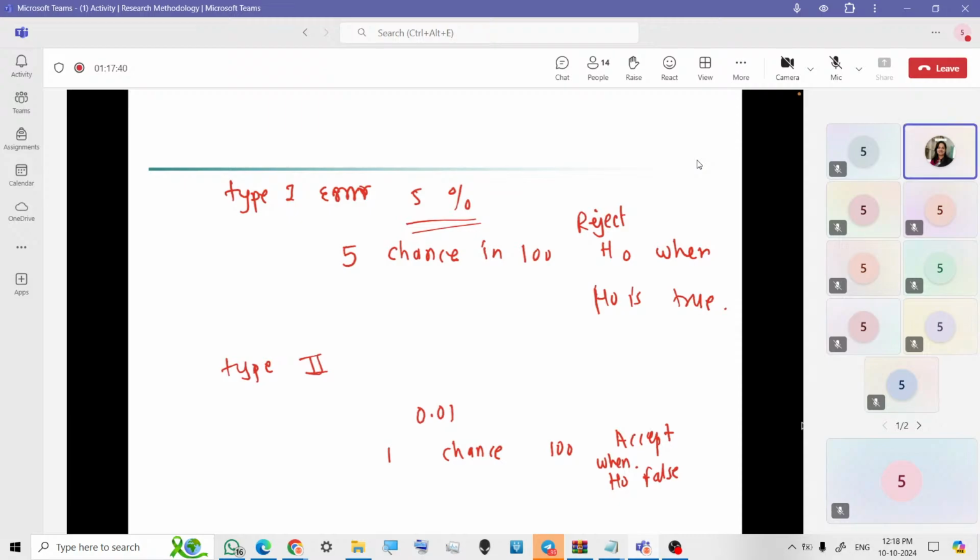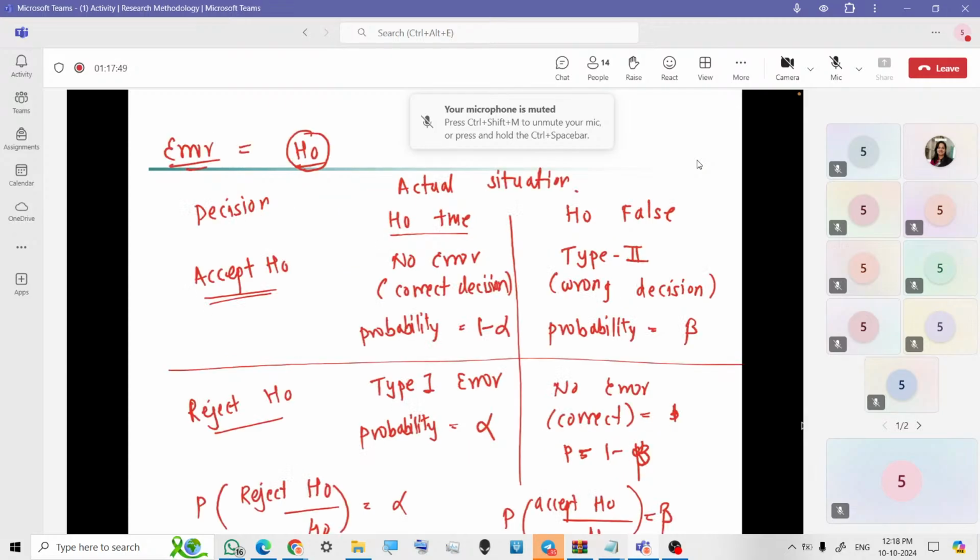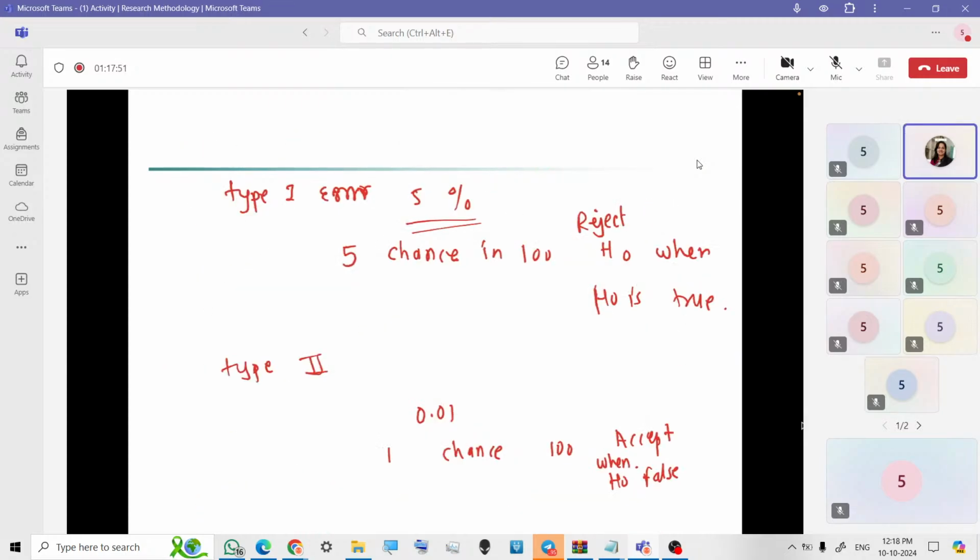So if I'm saying my type 1 error is 0.5%, it means that type 1 error is I'm rejecting the hypothesis when it is actually true. So it means that there are 5 chances in 100 that this condition is going to happen. But in that case, for the remaining 95%, I'm getting a good decision.